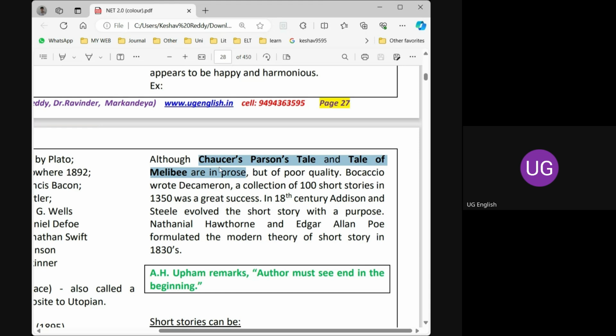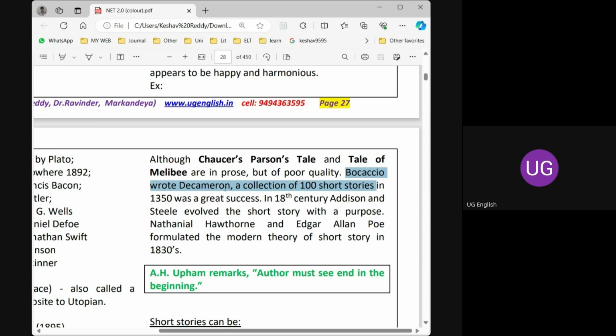In Chaucer's Canterbury Tales, only two stories are written in prose. So this is based on Boccaccio's Decameron. I just told you in the beginning of the class. Decameron is nothing but a collection of 100 stories written in 1350. Very important work. And Chaucer's Canterbury Tales is a model of this.